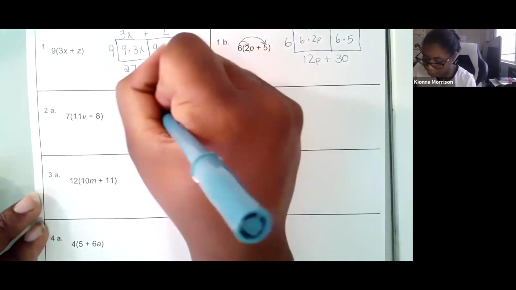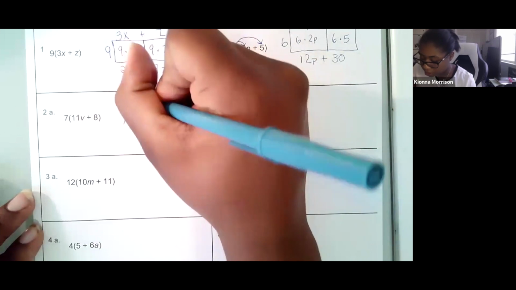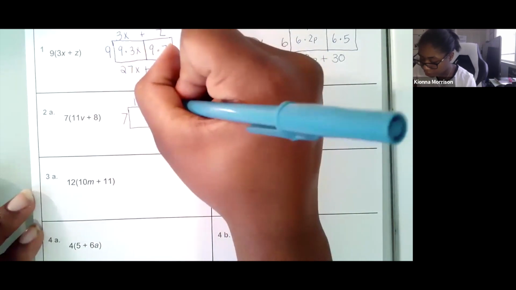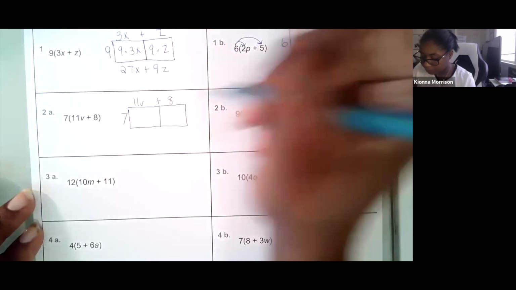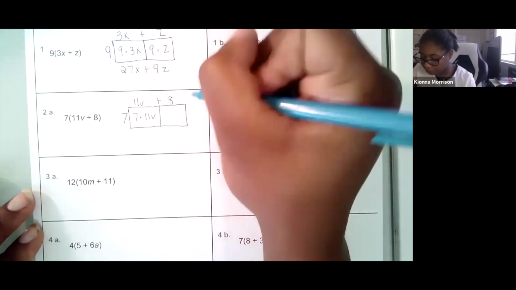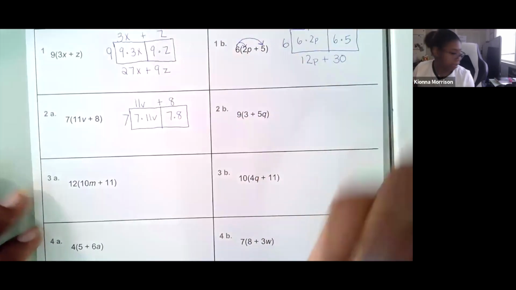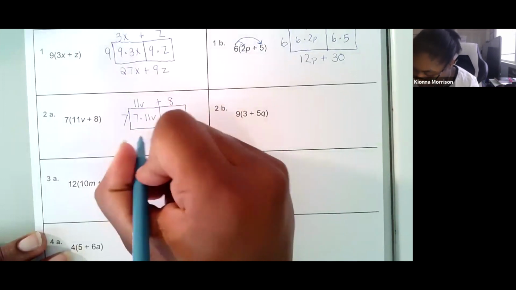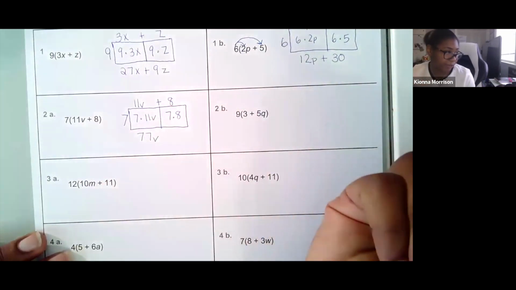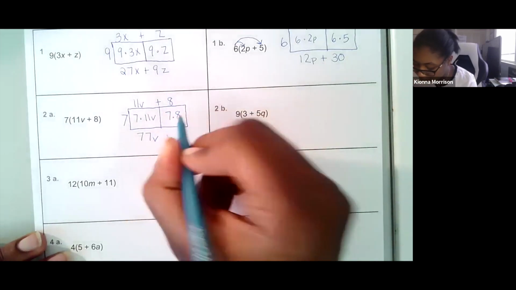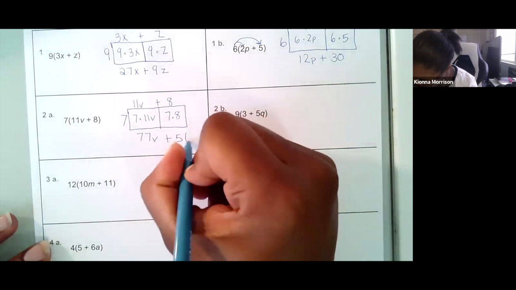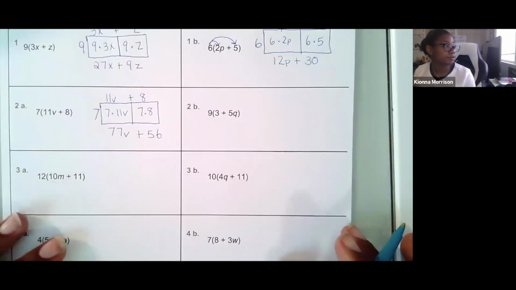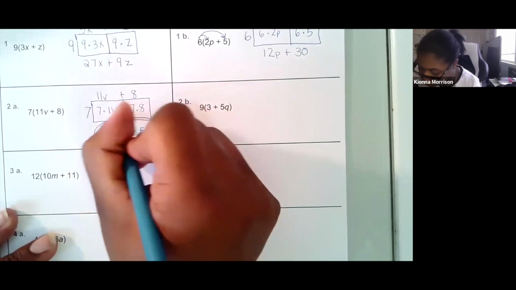I'll draw my area model to help me out, and I'll have 7 times 11v plus 8. 7 times 11v plus 7 times 8. Seven times 11v, 77v, plus 7 times 8, 56. So this is my equivalent expression.